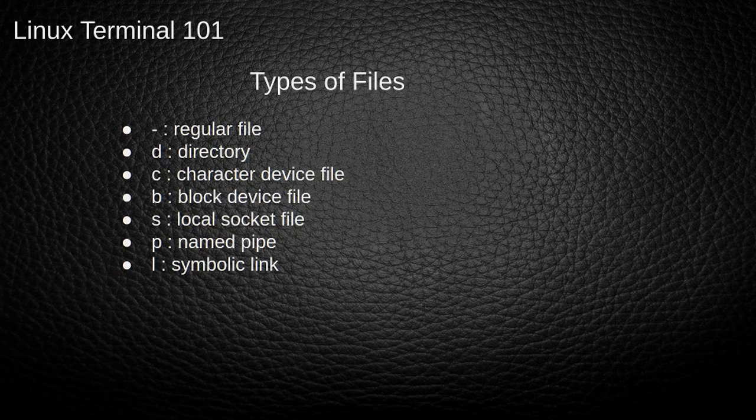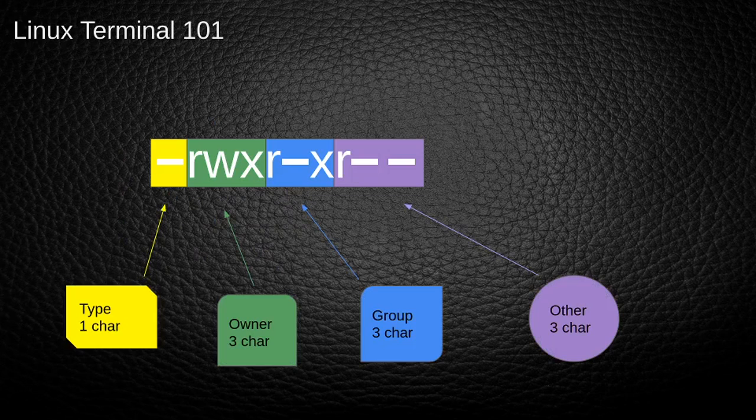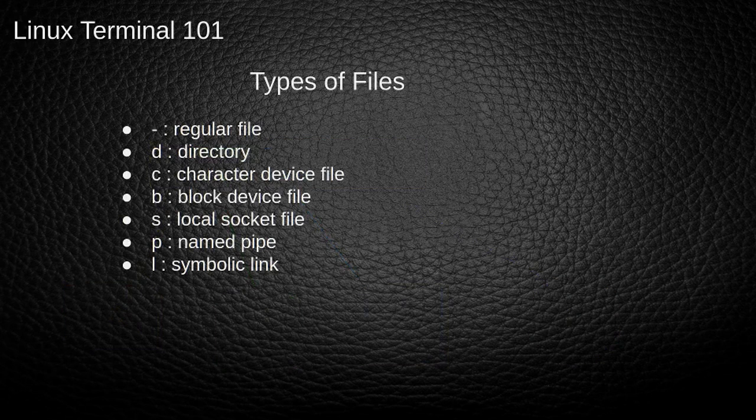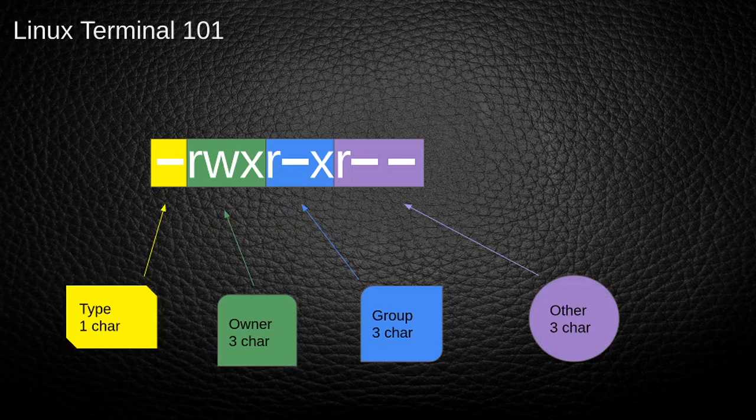But moving back to our example, let's work through this. We can tell by the first character representing the type that, if we go back to our list, a dash represents a regular file. So this is a regular file. The next section, the dark green section, the owner section, we can see they have read, write, and execute.